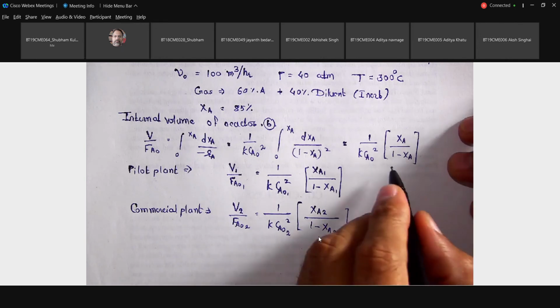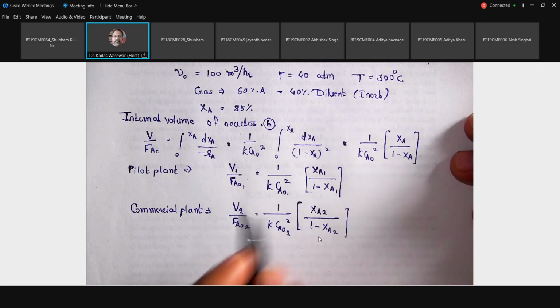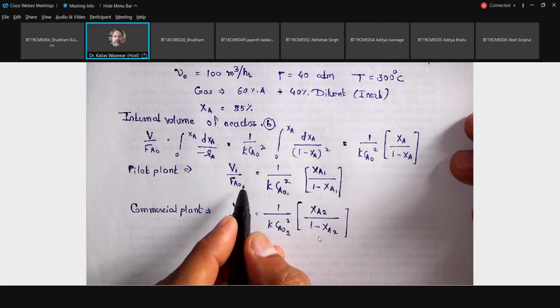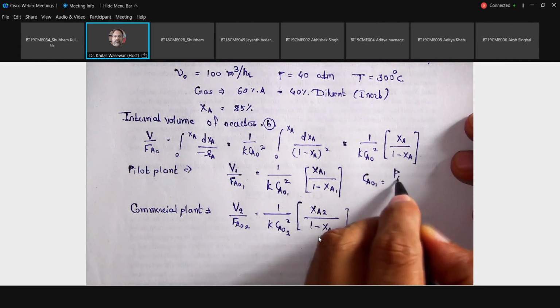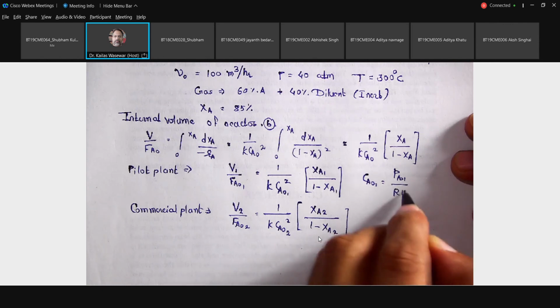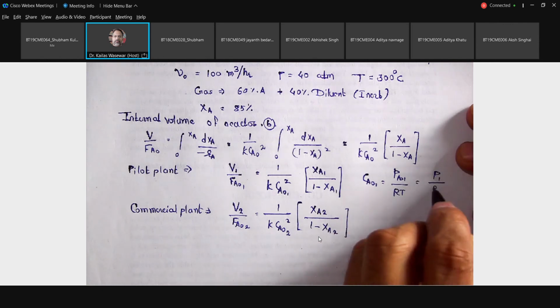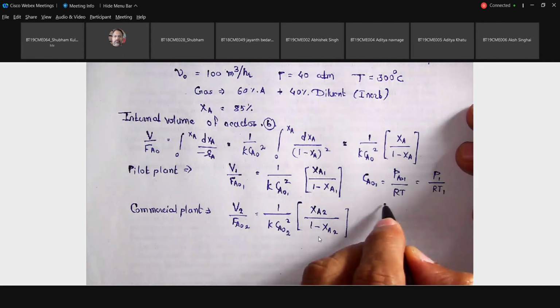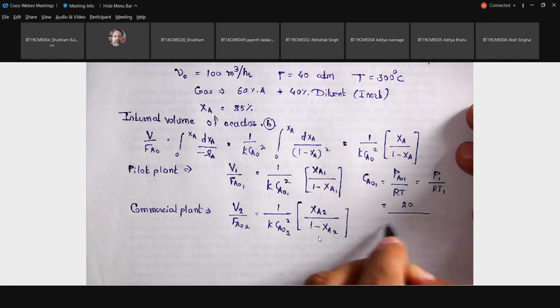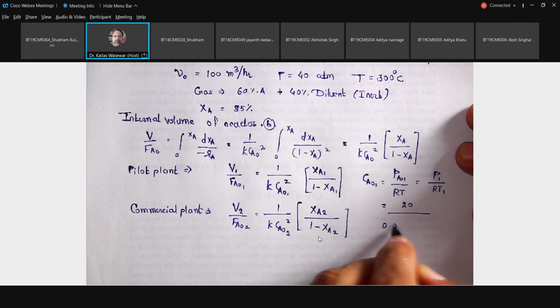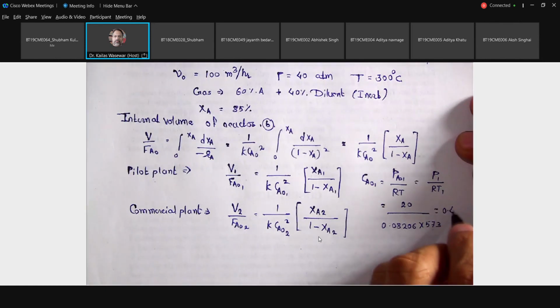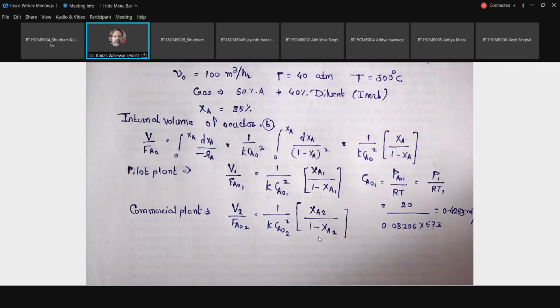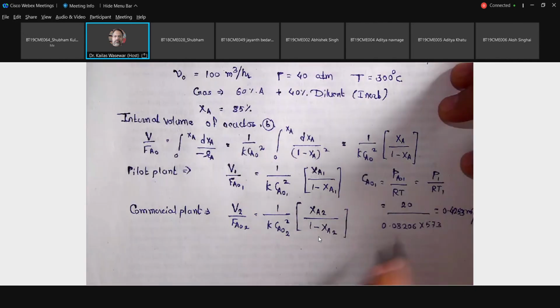Now for these two cases, we have to find out the initial concentration because Fa0 is equal to V0 into Ca0. So Ca01 will be Pa01 upon RT. So this will become 20 into 0.08206 into 570. So it will be around 0.4253 mole per liter. Okay. So Ca0 you can calculate. Similarly, you can calculate the Ca02.